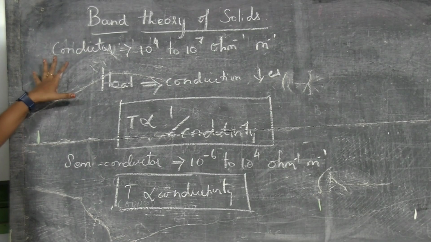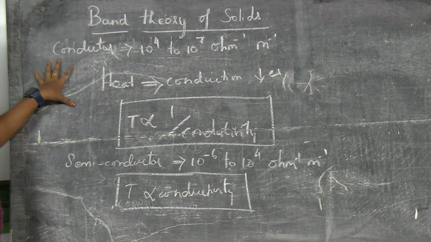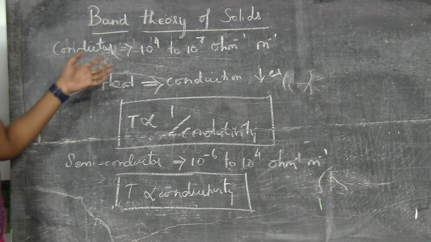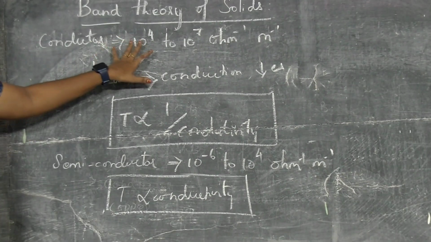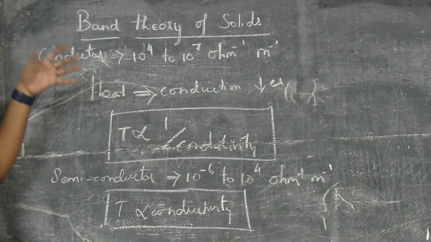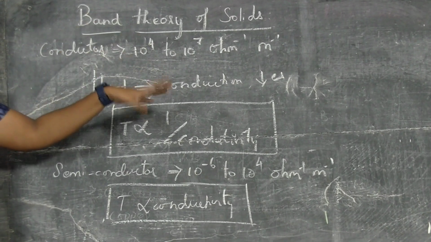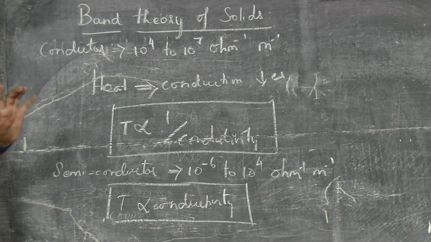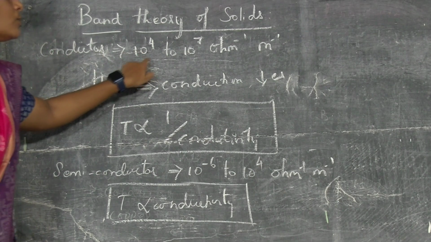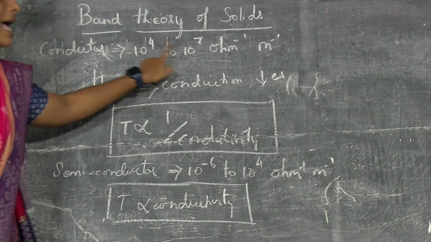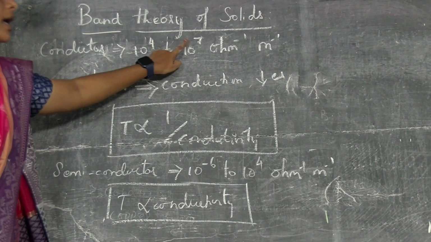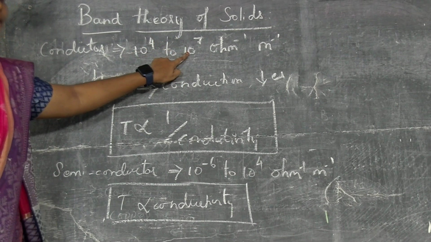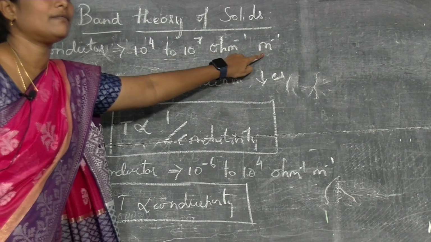Now, in CSIR NET questions, they will give you some ranges, three or four ranges like this. They will ask from the ranges which one is a conductor, which one is a semiconductor and so on. So at that time you have to know it. Conductor means it has the range of 10 power 4 to 10 power 7 ohm inverse meter inverse.